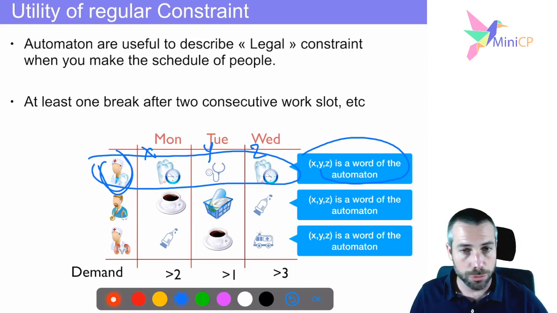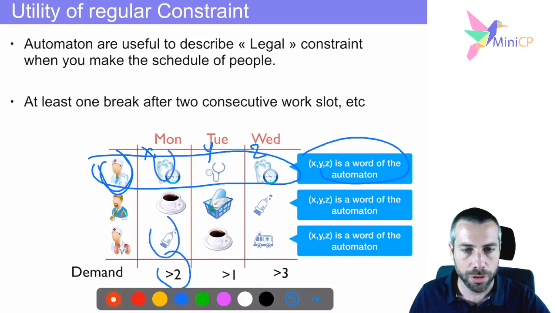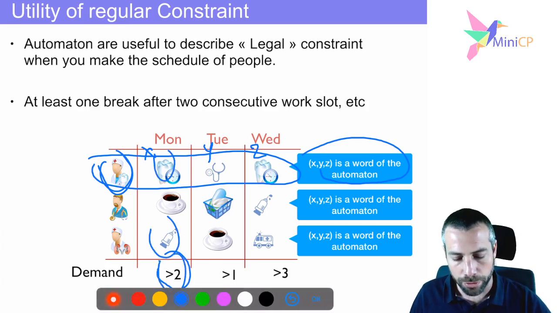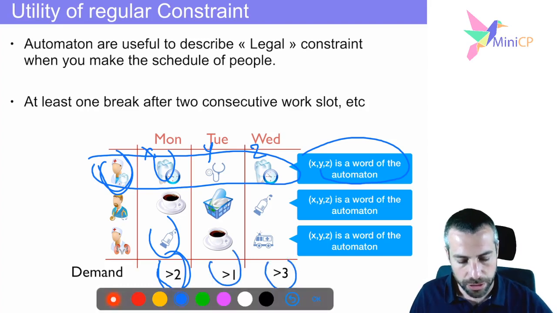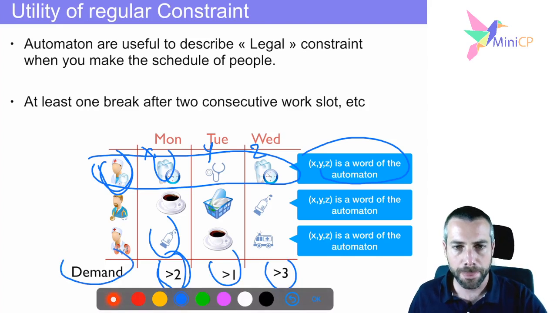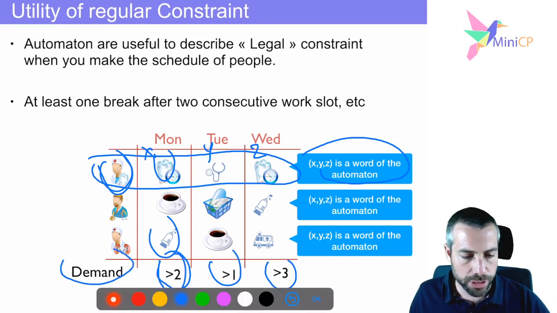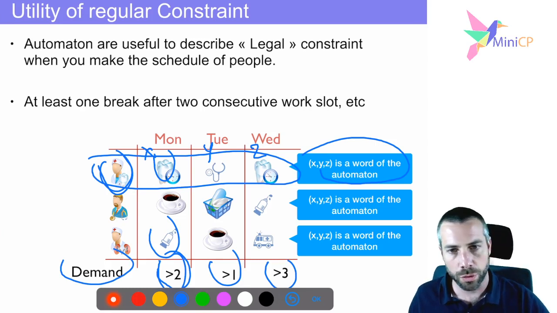And then, for instance, you may have vertical constraints trying to say that on Monday, you need at least 2 activities of this type, or you need at least 2 persons who are performing some non-break activities, at least 1 here, at least 3 here, and these represent the demands, for instance. Okay, so this is one example of the usage of the regular constraint, and to encode this regular constraint, you use element 2D or table constraints.